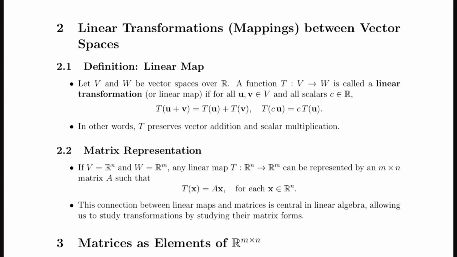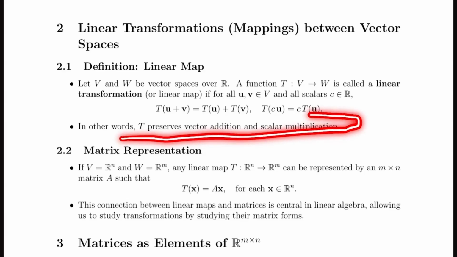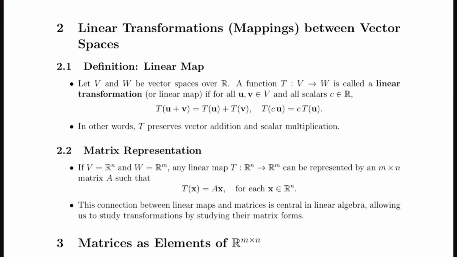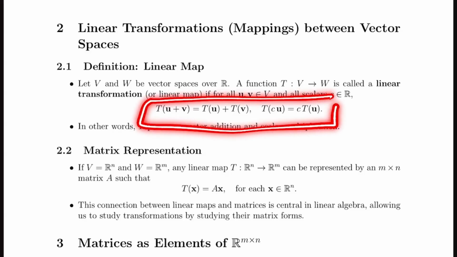By transformation, it can be any operation. We can write it down mathematically and define it, and we can go further and discuss it, but for now, let's accept this definition of linear transformation. In other words, a linear transformation preserves vector addition and scalar multiplication, using these two equations.